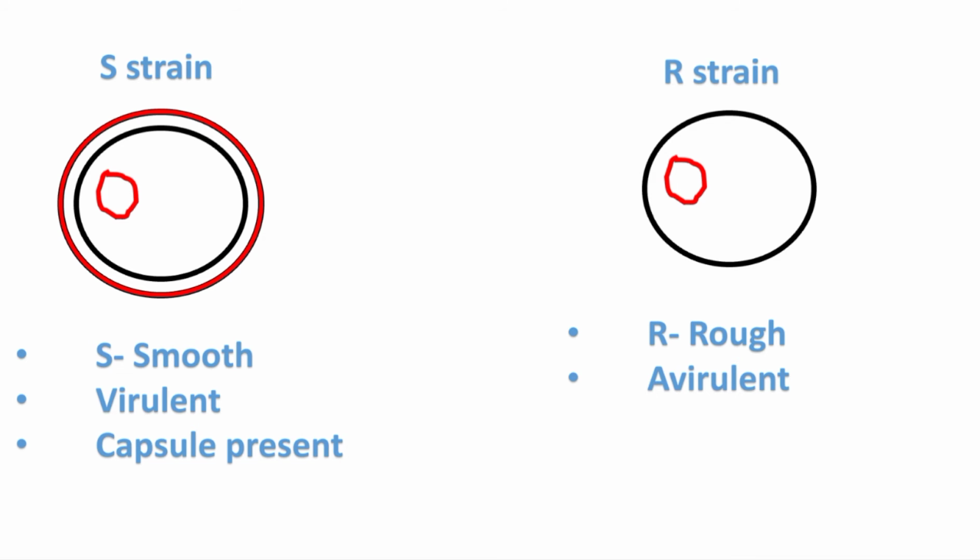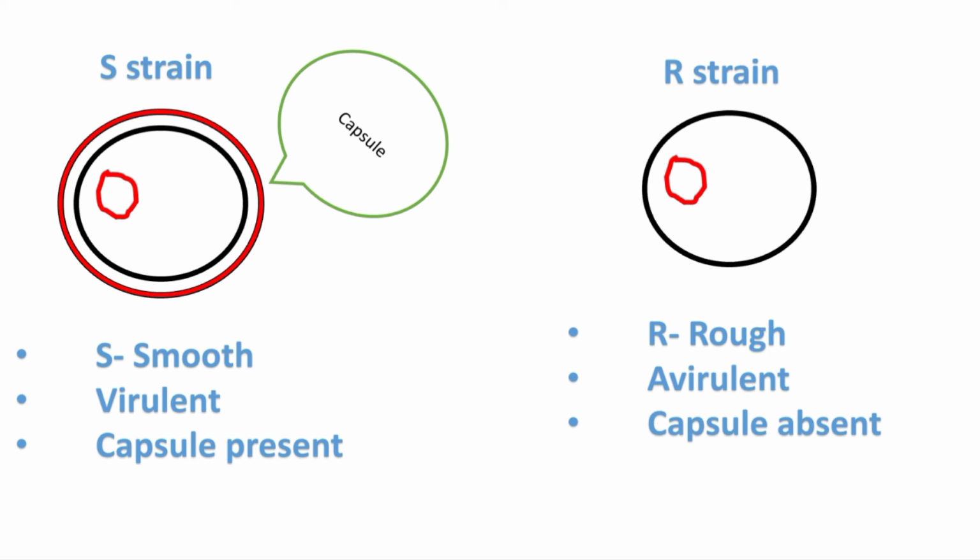Another important difference between S strain and R strain bacteria is that S strain bacteria, they have capsule, which is a polysaccharide coat present outside the cell wall. This capsule protects S strain bacteria from the attack of immune system within the animal body. Thus, they are able to cause infection.